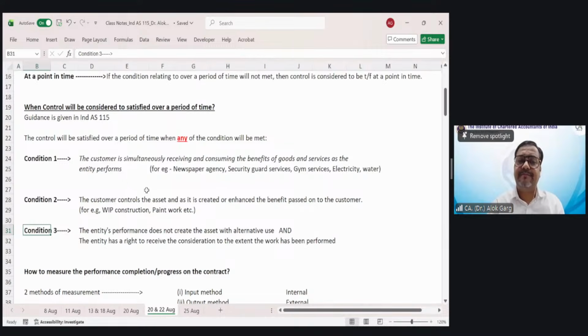Condition number 3: the entity's performance does not create an asset with alternative use, and the entity has a right to receive the consideration to the extent of the work that has been performed. Okay, right?